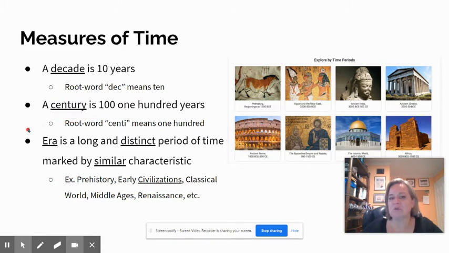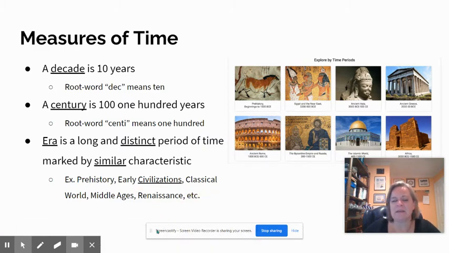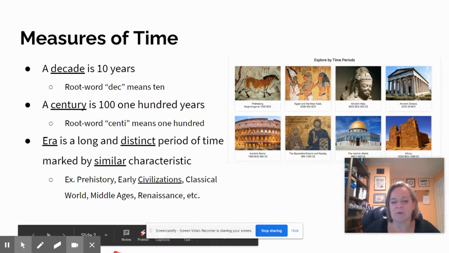Now, I didn't include millennium here, but a millennia is 1,000 years because typically when we're looking back at history, if you group something that large, you're looking at an era, which is just a larger chunk of time when you have common characteristics of a place. And some eras that we study are like prehistory or early civilizations, the classical world, the Middle Ages, the Renaissance. These are times over history that we study.